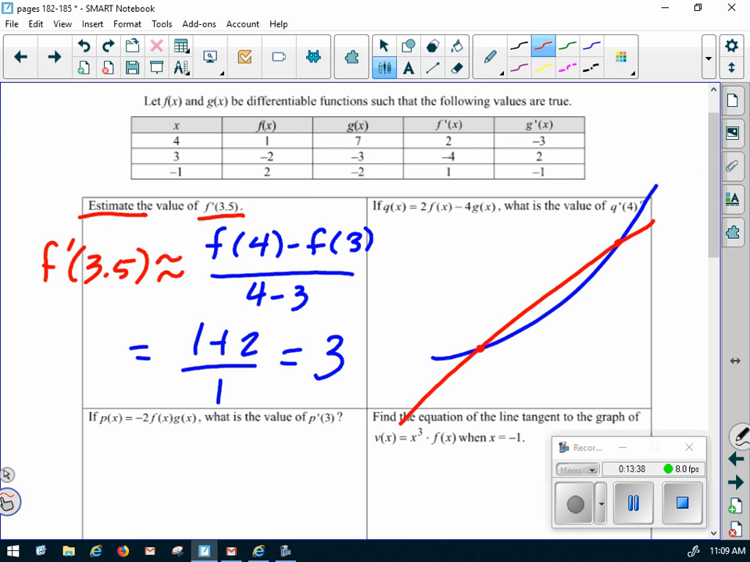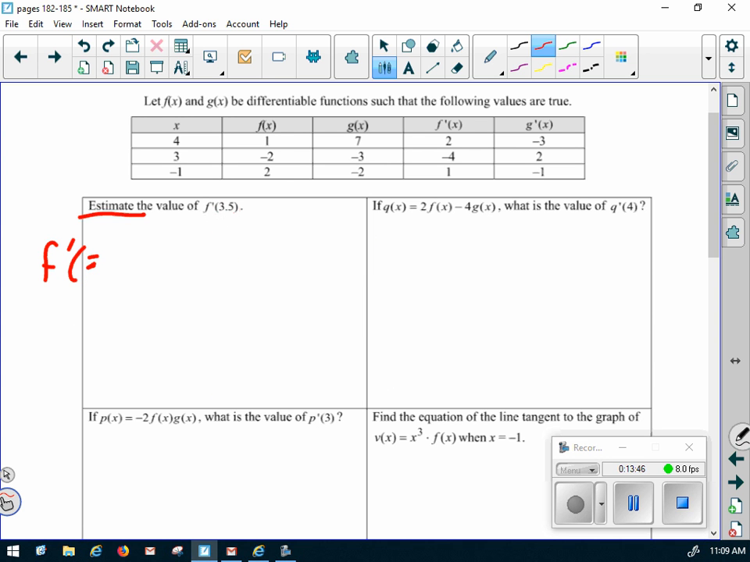Let's look at q of x here. Now, there are a couple things I'm going to show you on this q of x question. What's the value of q prime of 4? What do we do? Take the derivative of what? Of q of x. Take the derivative of q of x.